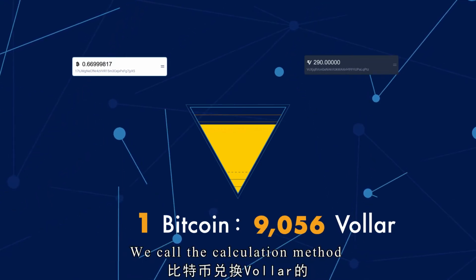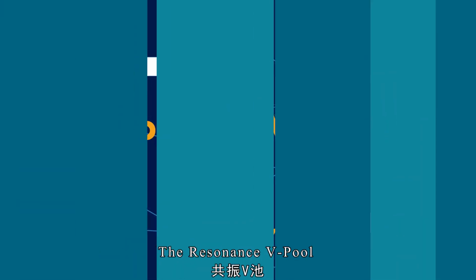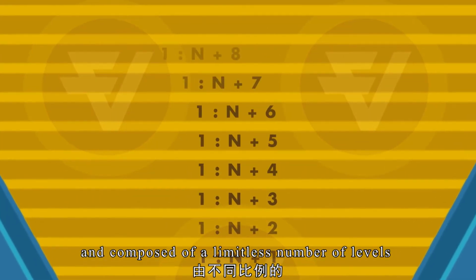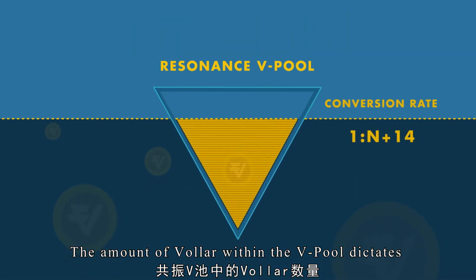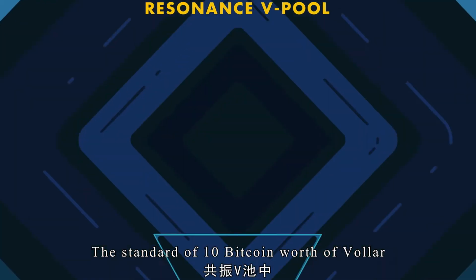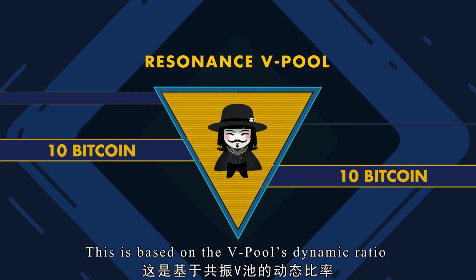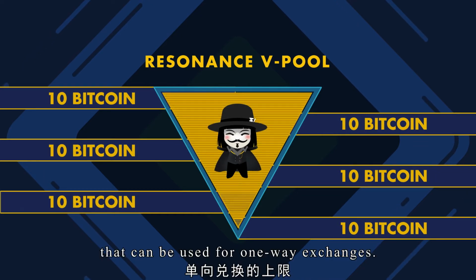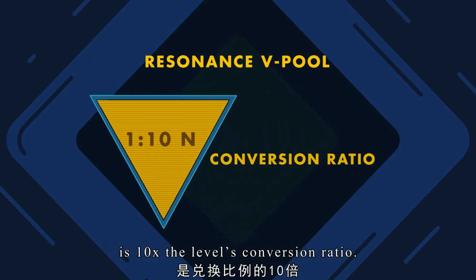We call the calculation method used to calculate this Bitcoin to Voller conversion ratio the resonance V-pool. The resonance V-pool is shaped like an inverted pyramid and composed of a limitless number of levels which each have a different conversion rate. The amount of Voller within the V-pool dictates the conversion ratio level number and thus the current conversion rate. A standard of 10 Bitcoin worth of Voller is supplied for conversions within each level on the resonance V-pool. This is based on the V-pool's dynamic ratio and the upper limit of Voller that can be used for one-way exchanges. Accordingly, the Voller supply on each level is 10 times the level's conversion ratio.